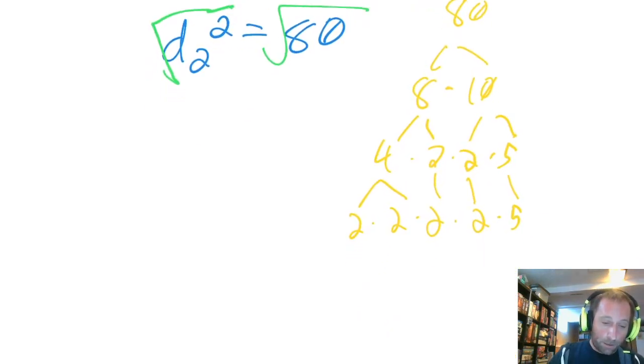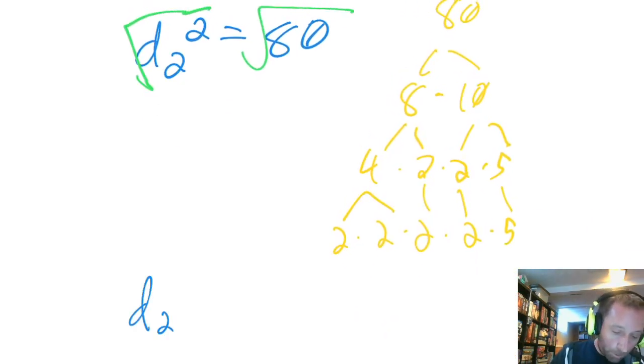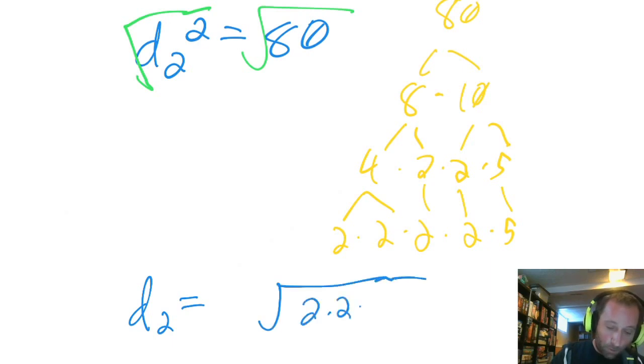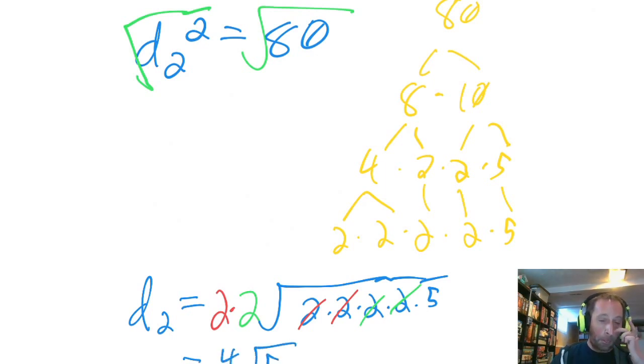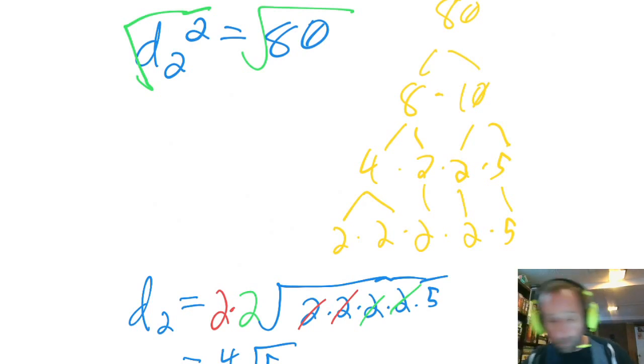So using that, let me continue with d2 equals the root of, give myself room, here we go, 2 times 2 times 2 times 2 times 5. It's a square root. We're looking for pairs of factors under the radical symbol. We have a pair of 2's here. We have a pair of 2's here. The 5 does not have a value to pair up with, so this will just be 4 times the root of 5. Our earlier answer, I think, was 3 root of 5. Yep, okay.